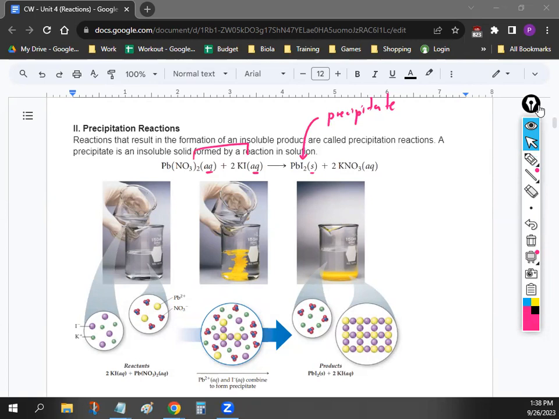So that's what we're going to be talking about: how to figure out if a precipitate is formed when you mix two aqueous solutions together. It's going to be two, and I'll talk about why.